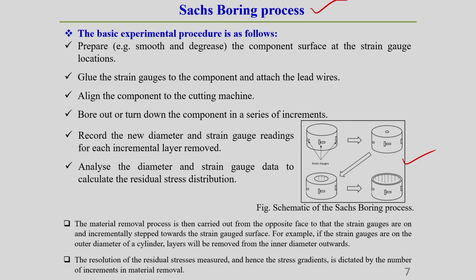So first of all, we have to prepare the component sample. After that we have to make the surface of this sample very nicely polished, okay, because we have to insert the strain gauge over the surface. You see, these are the different strain gauges we have shown, in different directions. So we have to insert the strain gauge over the surface of this specimen. For inserting this strain gauge, this surface should be neat and clean. Always keep this in mind.